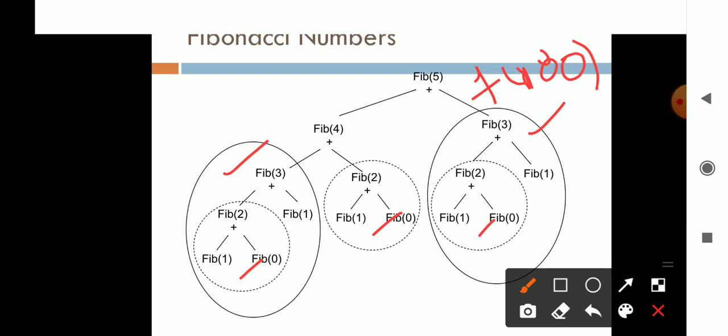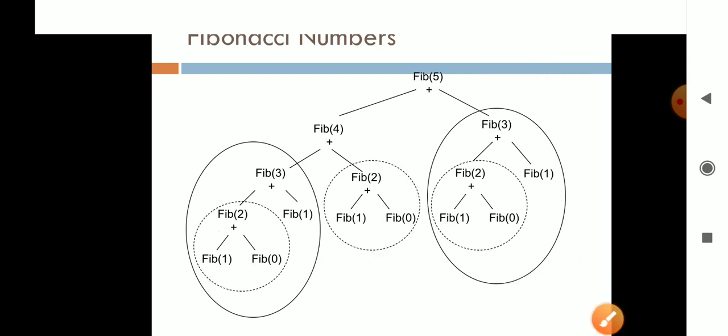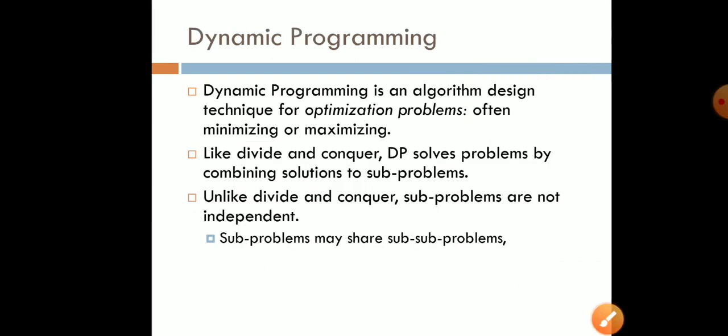So what will be the solution? Save the solution in the table. One time find out the value of f of 0, f of 1, save it into the table. Then find out the value of f of 2, save it into the table and reuse whenever required. Save the value of f of 3 into the table and reuse that value whenever required. So that is the approach of dynamic programming. So that is what we are having for the Fibonacci numbers.